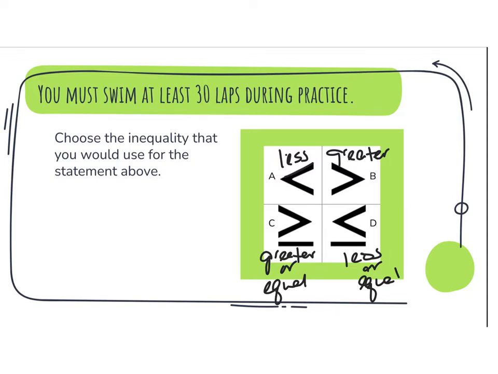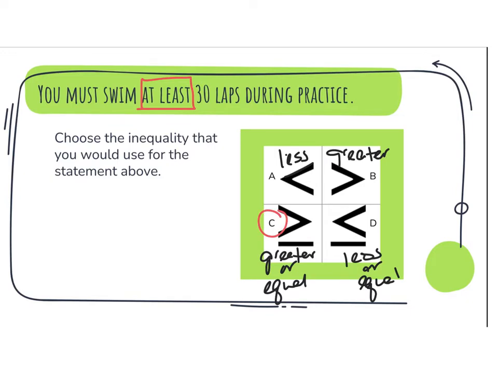So this is the situation. It says you must swim at least 30 laps during practice. So here, my key word is at least. And if you look at your notes page, that means it's going to be greater than or equal to. But if you don't have your notes page, this is what you would do.